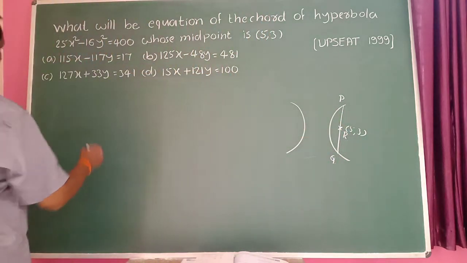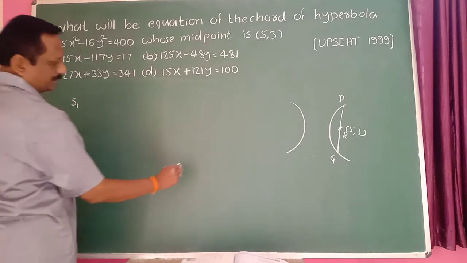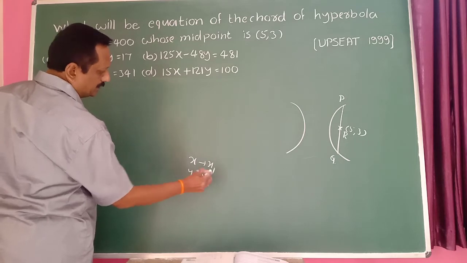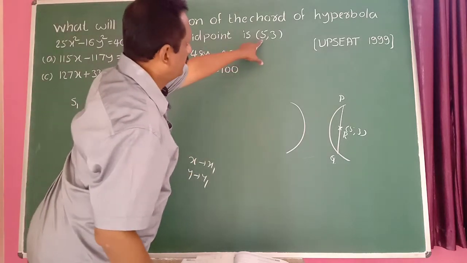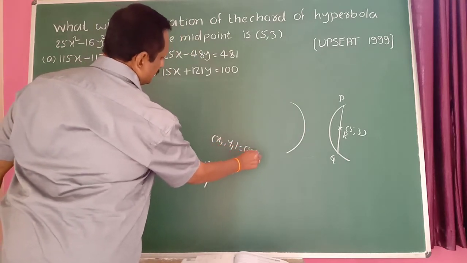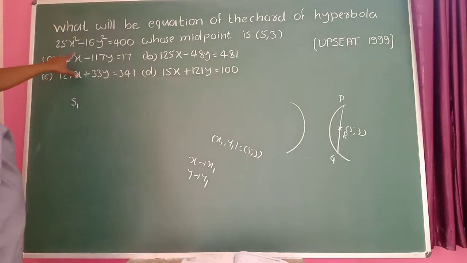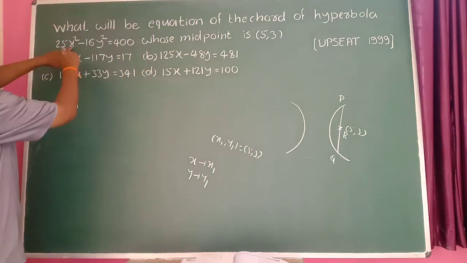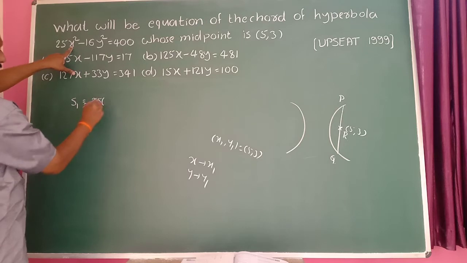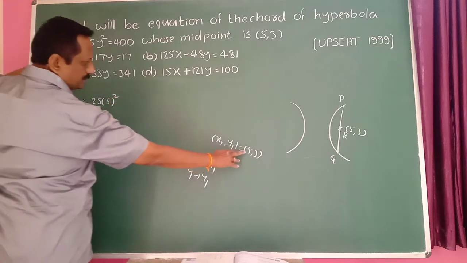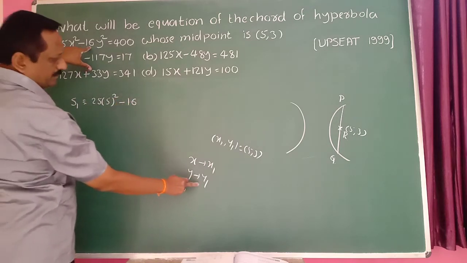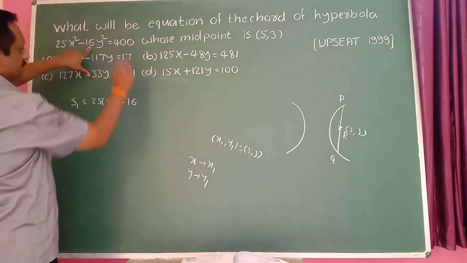So here S1 means replace x by x1 and y by y1. In this case, x1 is 5 and y1 is 3. Therefore, replace x by x1: so 25 into 5 squared, because x1 is 5, minus 16 into replace y by y1. y1 is 3, so it becomes 3 squared.